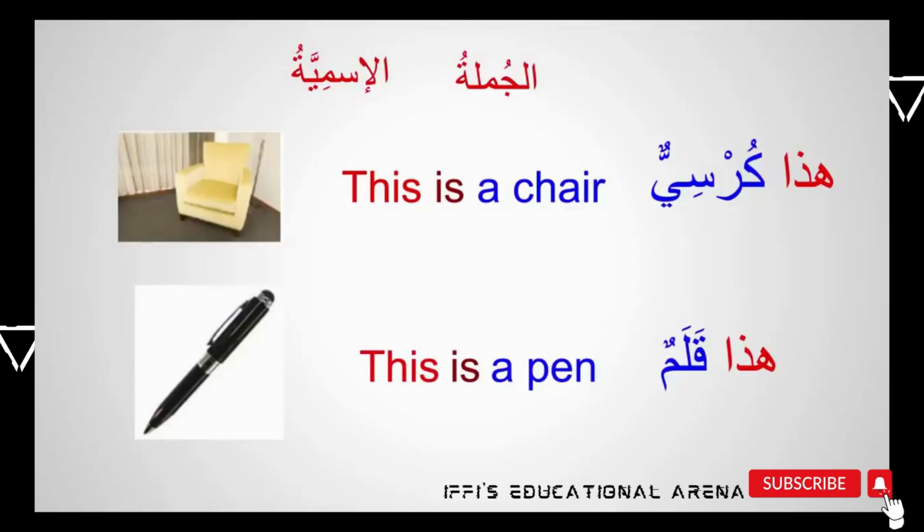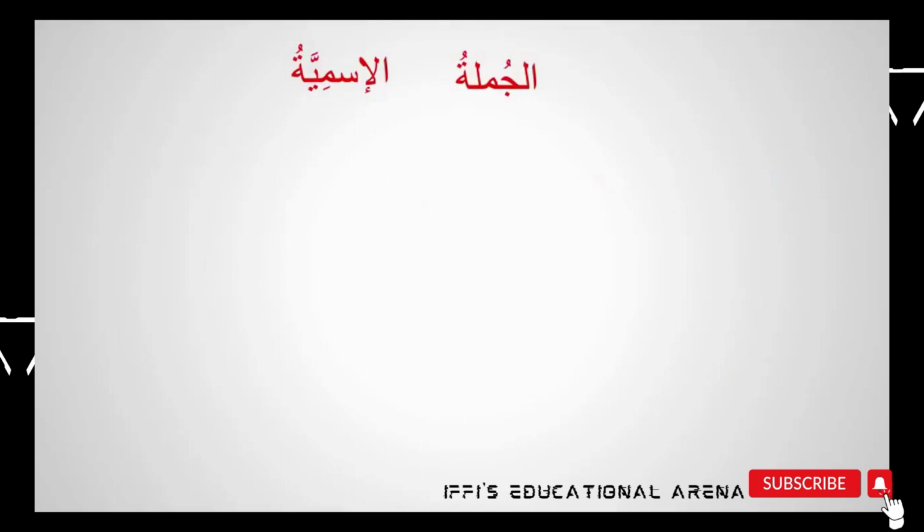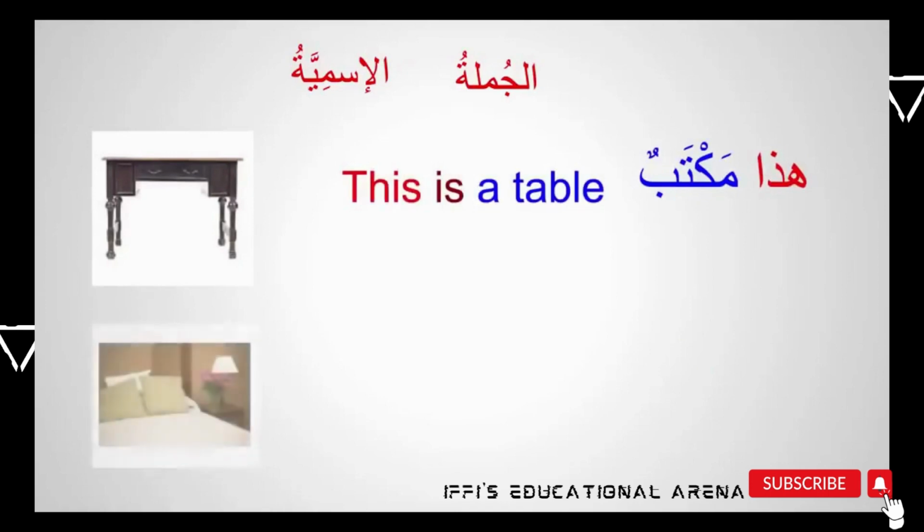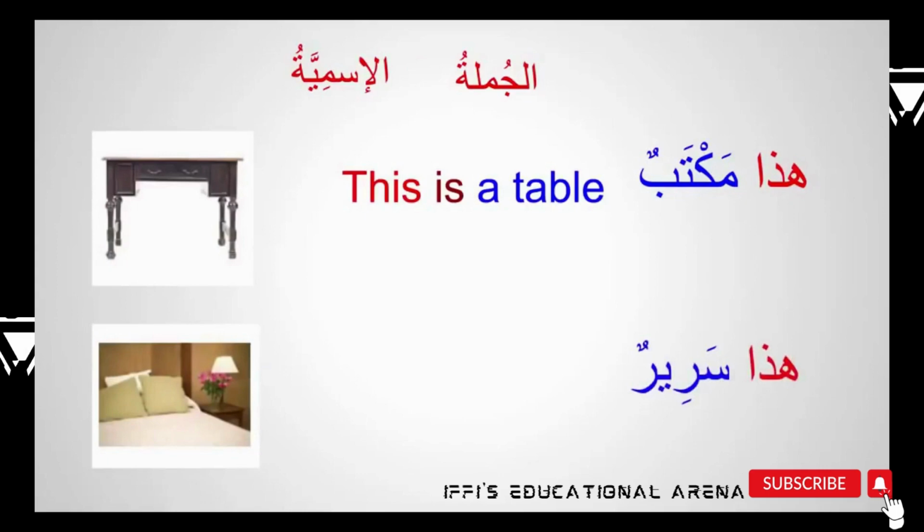So today we'll be learning a little bit more about asking. Okay, we'll do some more letters, sorry. هذا مكتب. This is a table. And this is a bed. هذا سرير. We should build our vocabulary. So inshallah I'll be sending all the vocabs. So try and practice and memorize these words. هذا سرير. This is a bed.